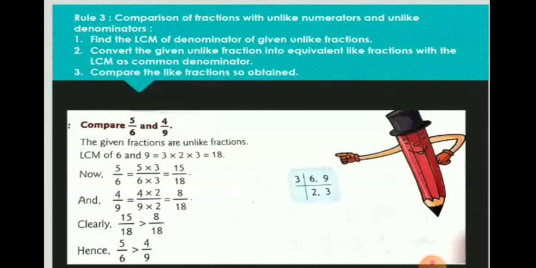Now we will write the original fraction in case of both fractions. So the original fraction for 15 upon 18 is 5 upon 6. And the original fraction for 8 upon 18 is 4 upon 9. So we got 5 upon 6 greater than 4 upon 9.